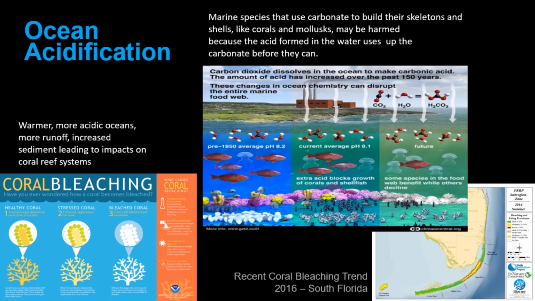Warmer, more acidic oceans and more runoff and increased sediment lead to impacts on our coral reef system. Carbon dioxide dissolves in the ocean and makes carbonic acid. Marine species that use carbonate to build their skeletons and shells, like corals and mollusks, may be harmed because the acid formed in the water uses up the carbonate before they can. That's why ocean acidification is causing such damage to the marine ecosystem and why we're seeing coral bleaching and die-off.